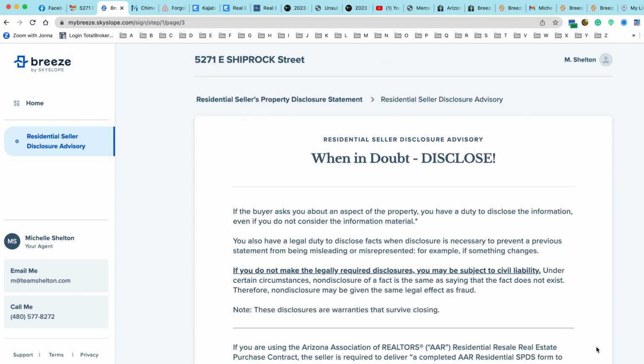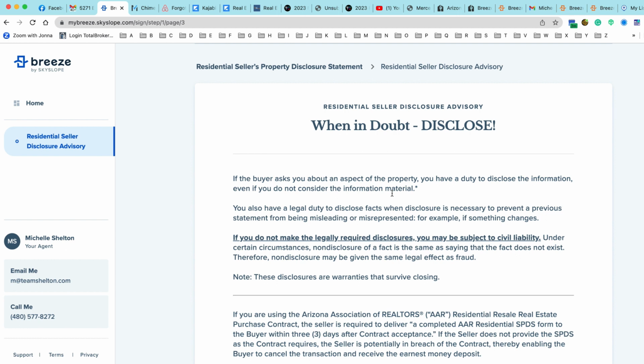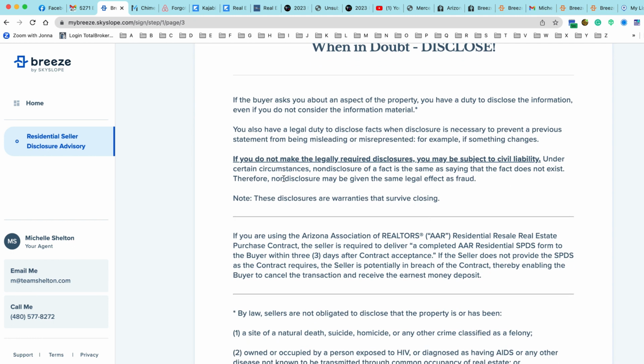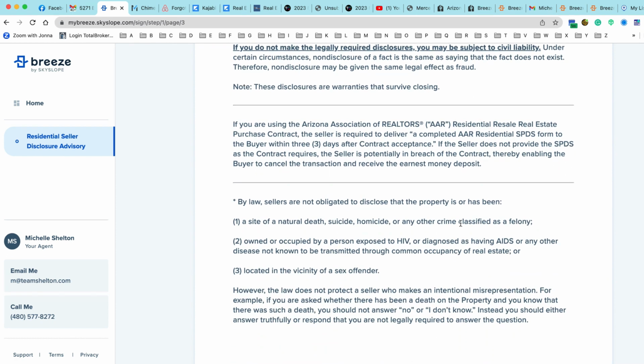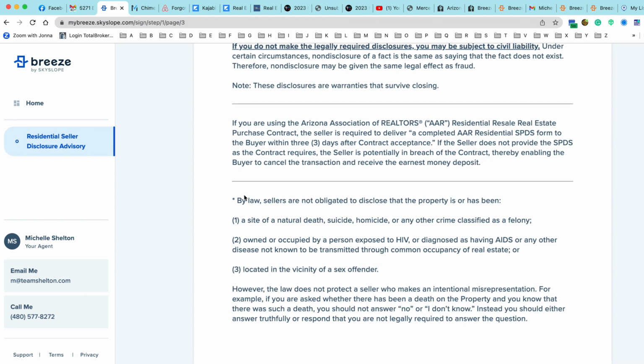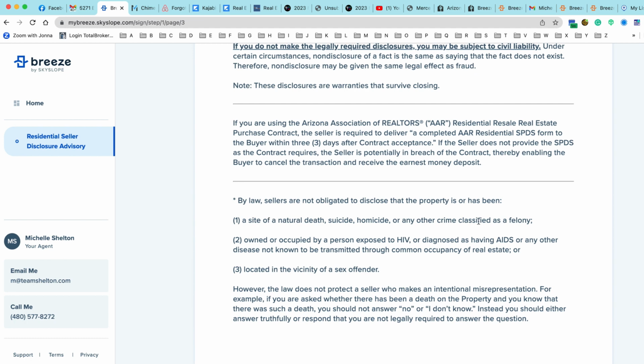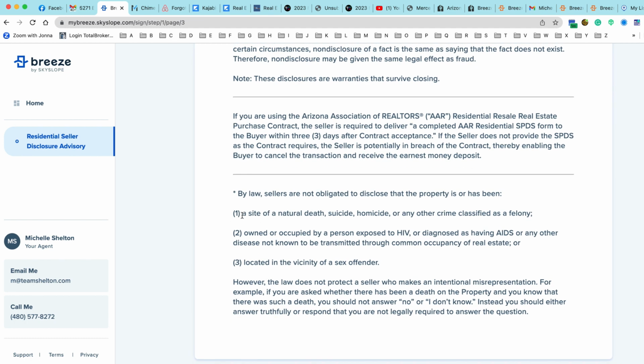Let's keep going. If the buyer asks you about an aspect of the property, you have a duty to disclose the information. I do like this. I don't think that we actually walk people through this, and there's a little bit of a danger that they won't read this. So we will continue to educate them and guide them on this form. But I do like that it shows the things they're not obligated to disclose, because we always go through that in our agency form.